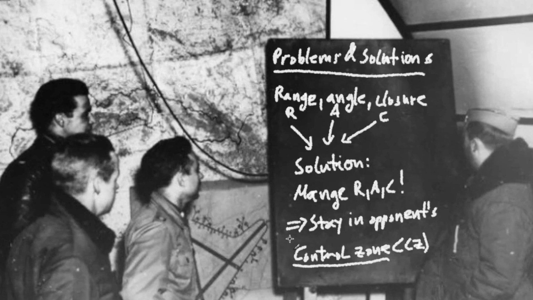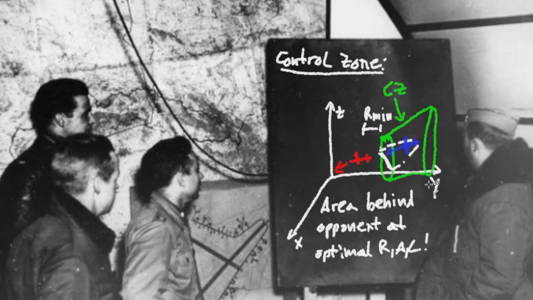And this is a good keyword, because how do we know that we manage range, angle, and closure properly? Well, when we are inside the opponent's control zone and we stay there. So what is this control zone? Well, the control zone, I try to visualize this in a 3D diagram, is an area behind the opponent, usually some sort of cone-shaped construct, in which you have optimal range, angle, and closure.